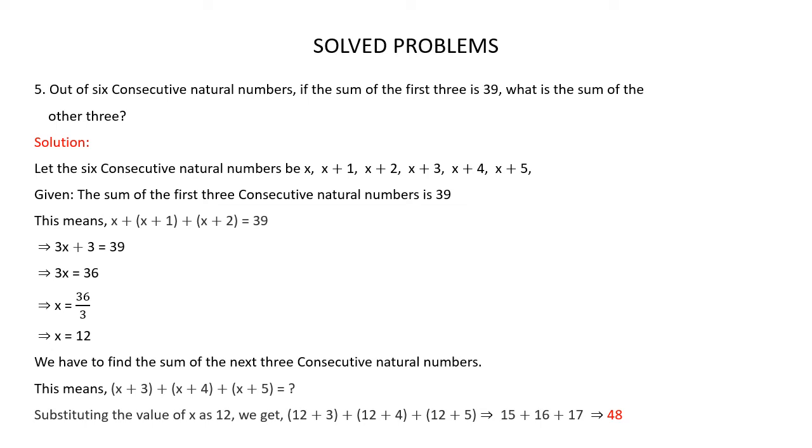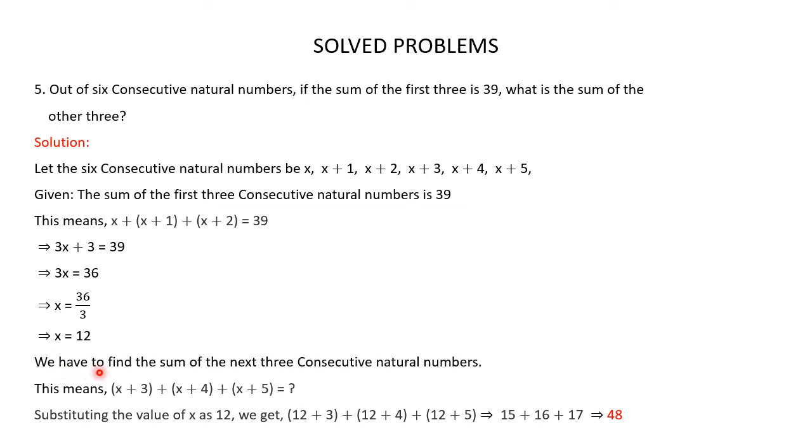Okay, so it's given that the sum of the first 3 consecutive natural numbers is 39. This means x plus x plus 1 plus x plus 2 is equal to 39. So 3x plus 3 is equal to 39. Take 3 to the other side. Then you will get 3x is equal to 39 minus 3, which is 36. So x is equal to 36 divided by 3, which is 12. So now we have found the value for x.